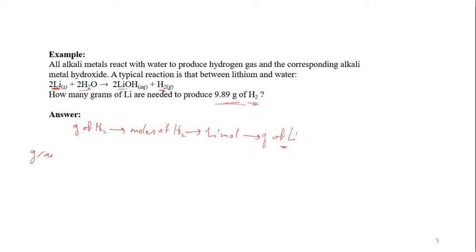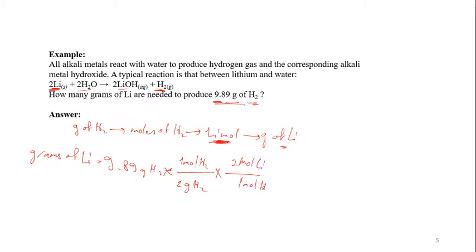So grams of lithium would be equal to 9.89 grams of hydrogen, multiplied by, for each 1 mole of hydrogen, 2 grams of hydrogen. Then I have to convert the moles of hydrogen to lithium, to know the ratio between the lithium and the hydrogen. So I have here 2 moles of lithium reacting to give me 1 mole of hydrogen. So 2 lithium moles to give me 1 mole hydrogen.